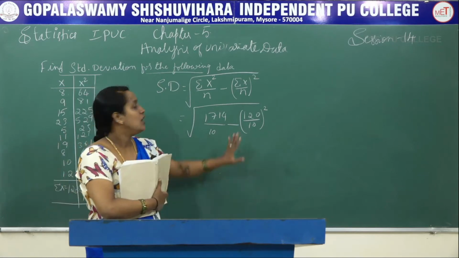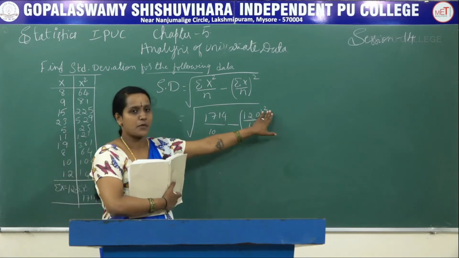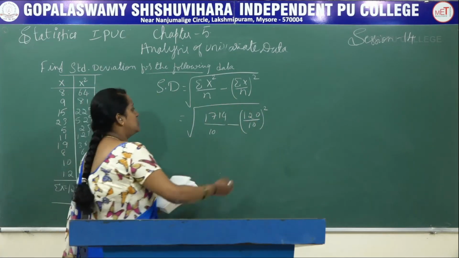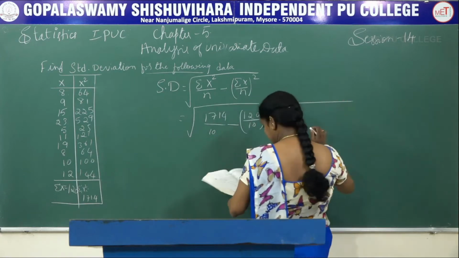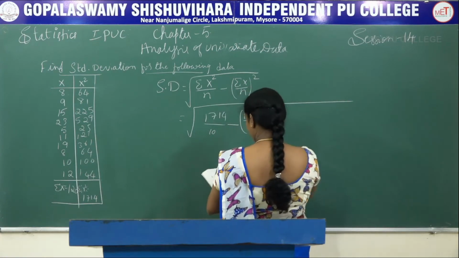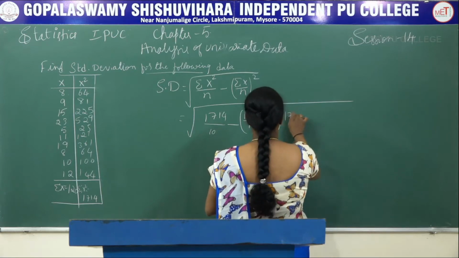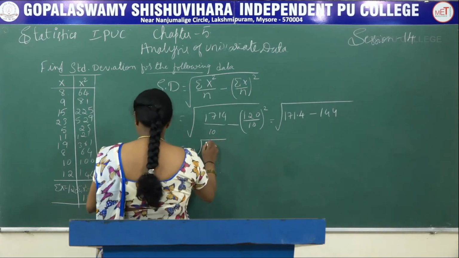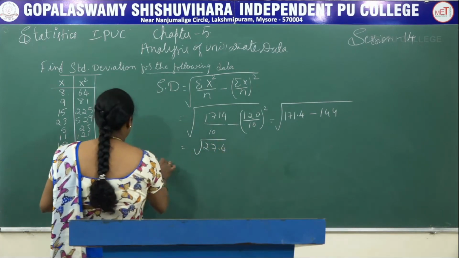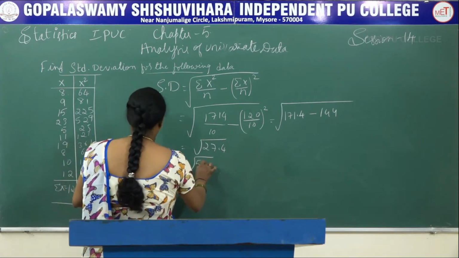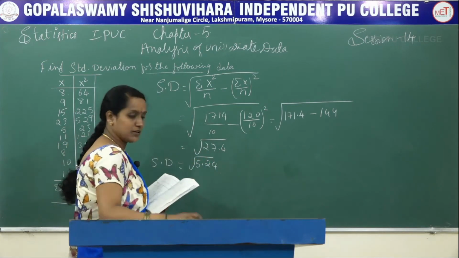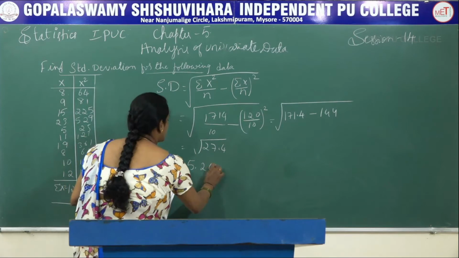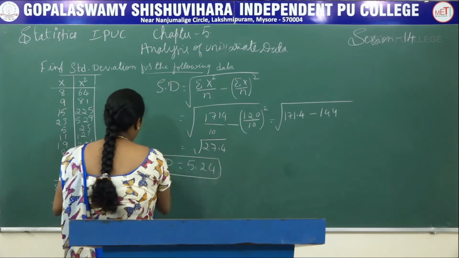See, this is very important. First you have to divide, then you square, then you subtract. So this is the square root of 171.4 minus 144, which is the square root of 27.4, and the standard deviation is the square root of 27.4, which is 5.24.